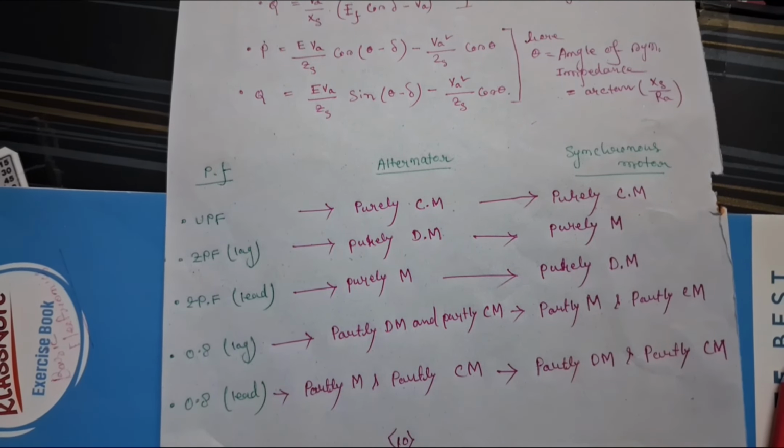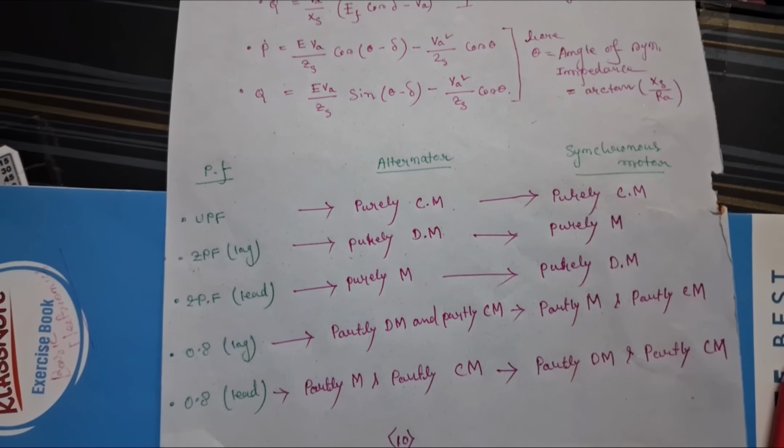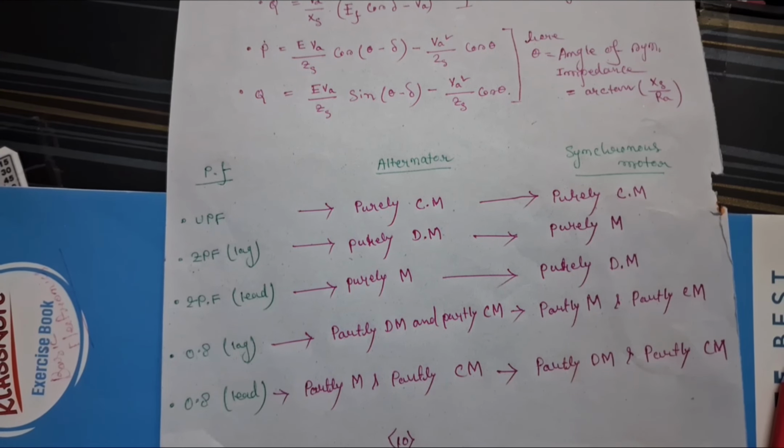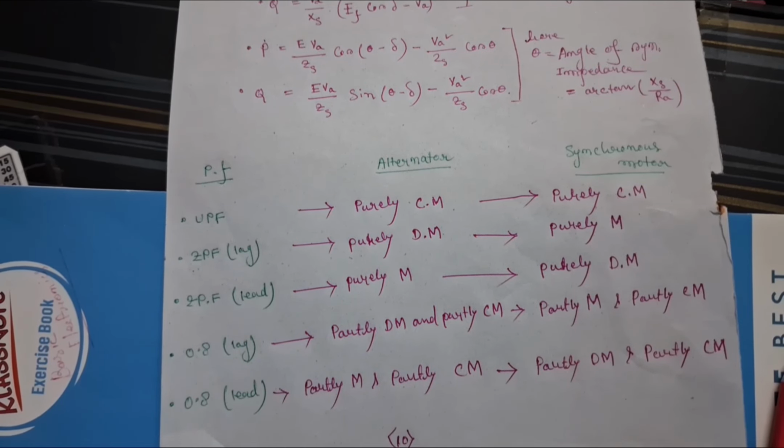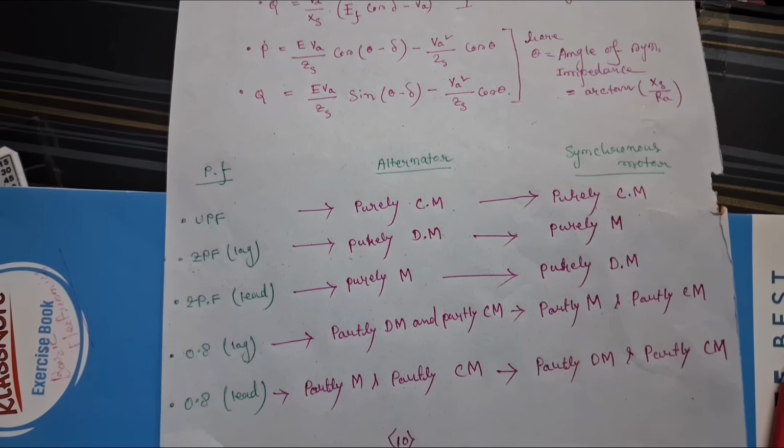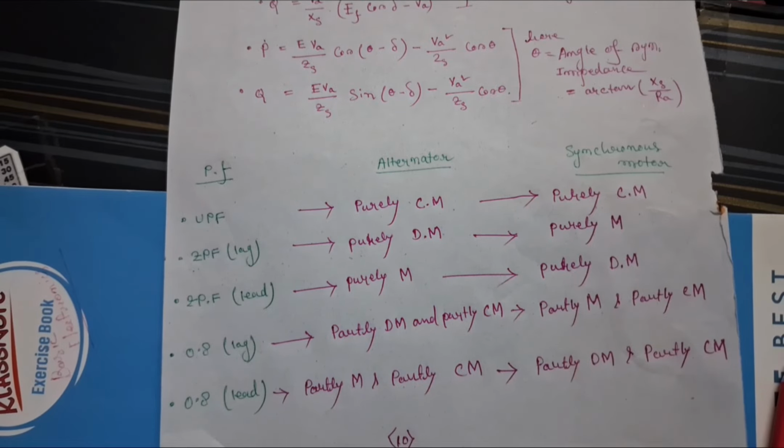And in 0.8 lagging, the armature of alternator works in partly demagnetization and partly cross magnetization. And armature of synchronous motor works in partly magnetization and partly cross magnetization. And in 0.8 leading, the armature of alternator works in partly magnetization and partly cross magnetization. And the armature of synchronous motor works in partly demagnetization and partly cross magnetization.